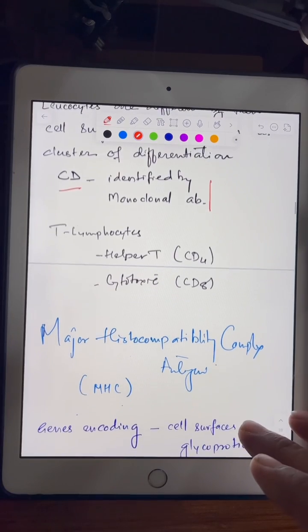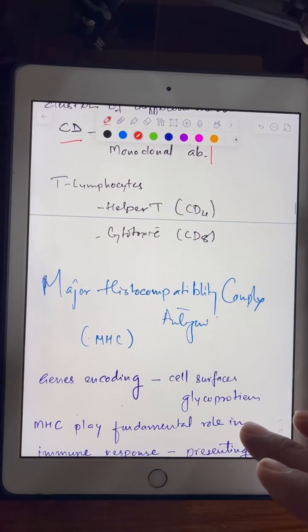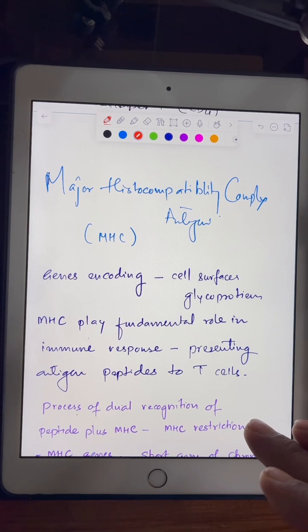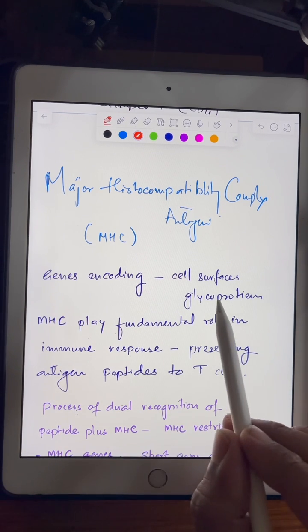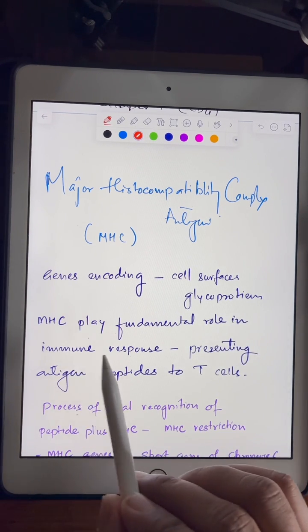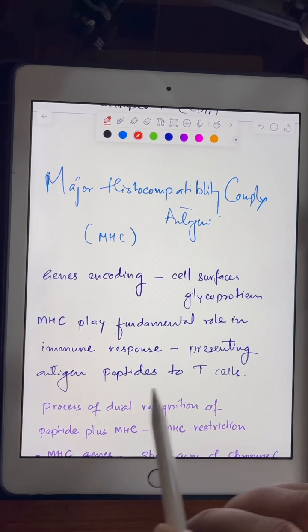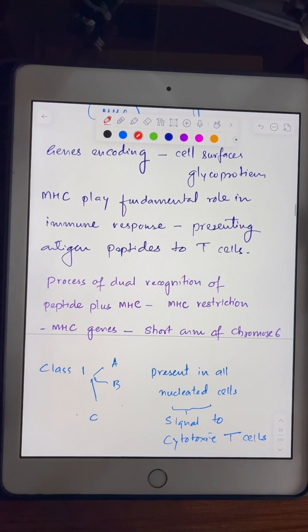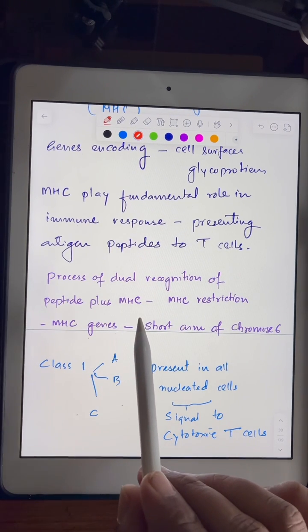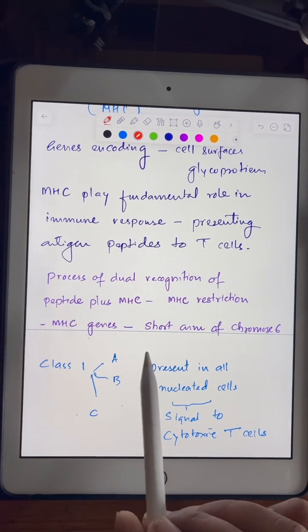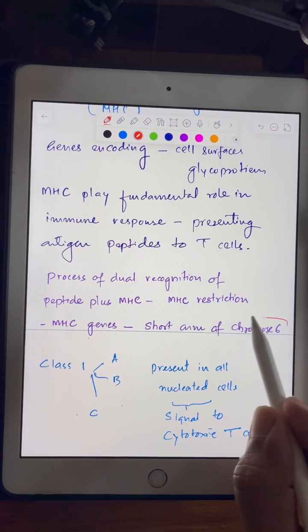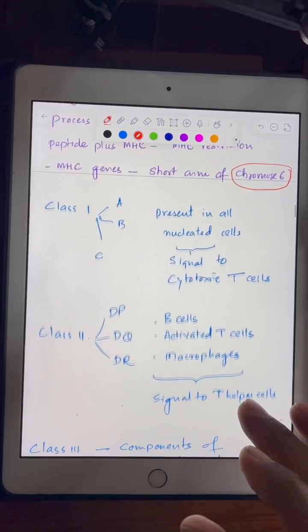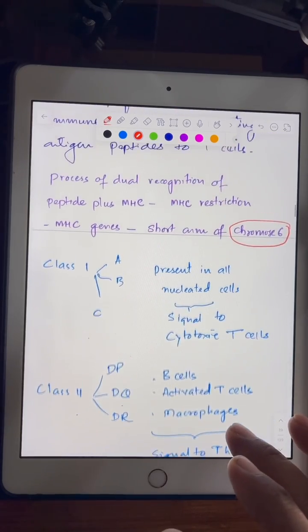They kill the cells. What is the major histocompatibility complex antigen? MHC genes code for all surface glycoproteins. They play a fundamental role in immune response, presenting antigen peptides to T cells, a process of dual recognition of polypeptide plus MHC restriction. The MHC gene is short arm of chromosome 6. Chromosome 6 is important.